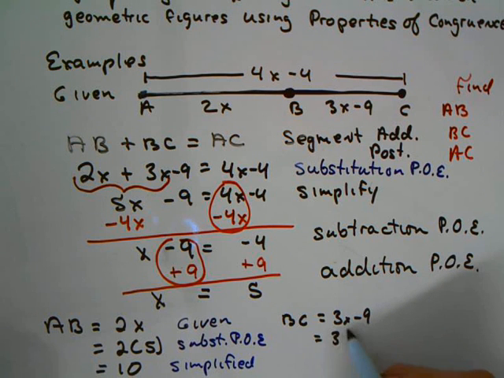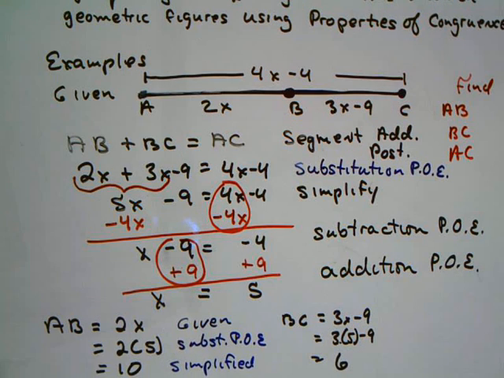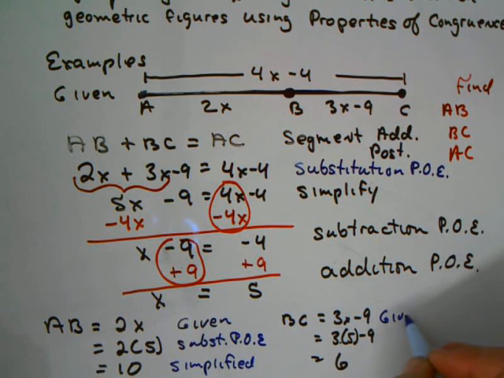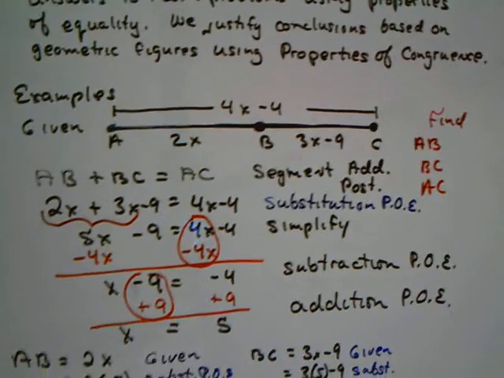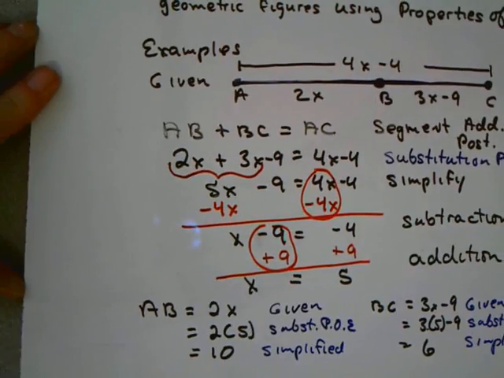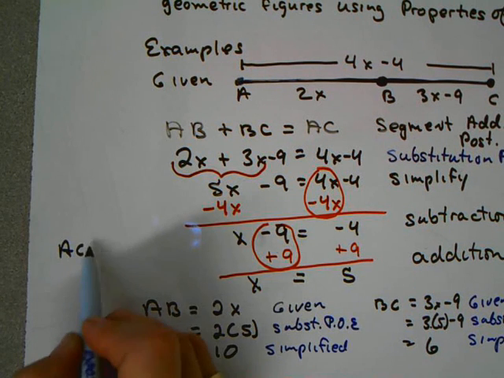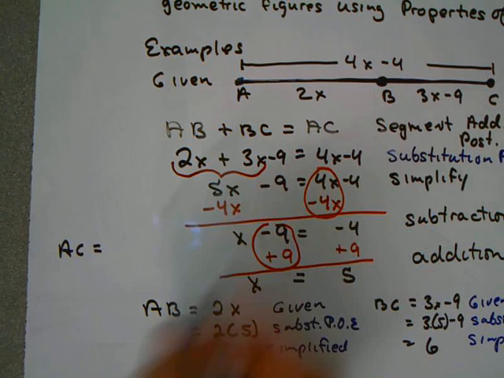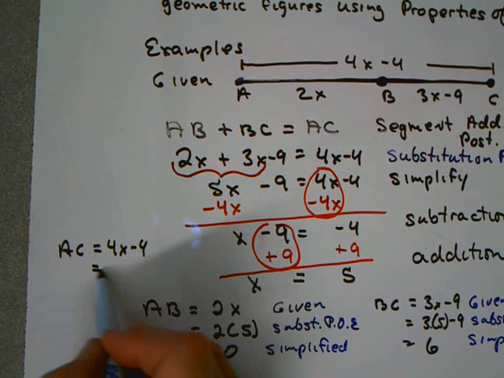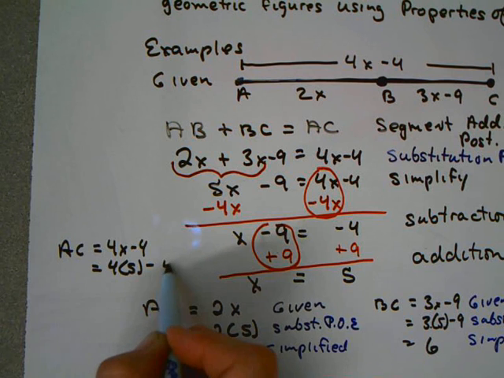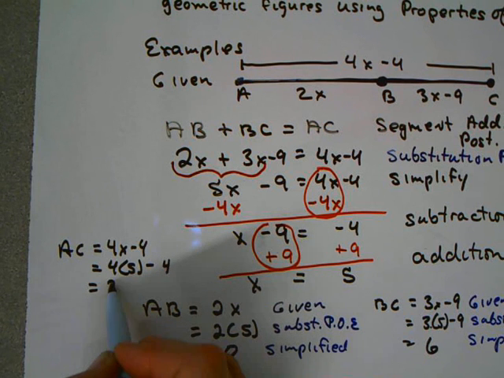And 15 minus 9 is going to be 6. And again, given, substitution, and I simplified. And finally, to get a to c, that was equal to 4x minus 4. And I'm going to call that 4 times 5 minus 4. And that's 20 minus 4, which is 16.